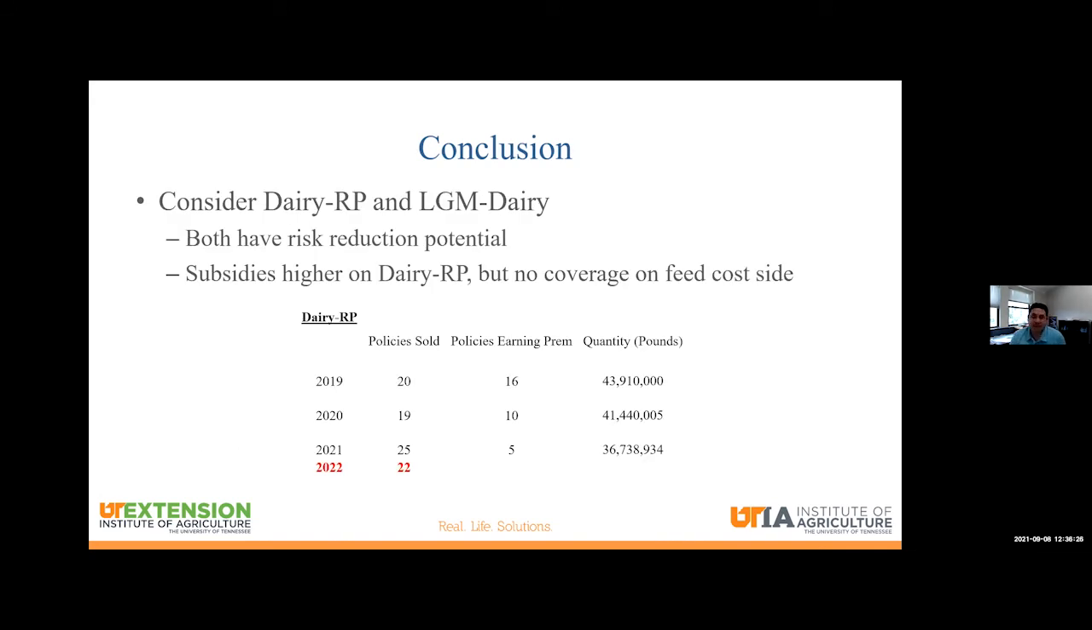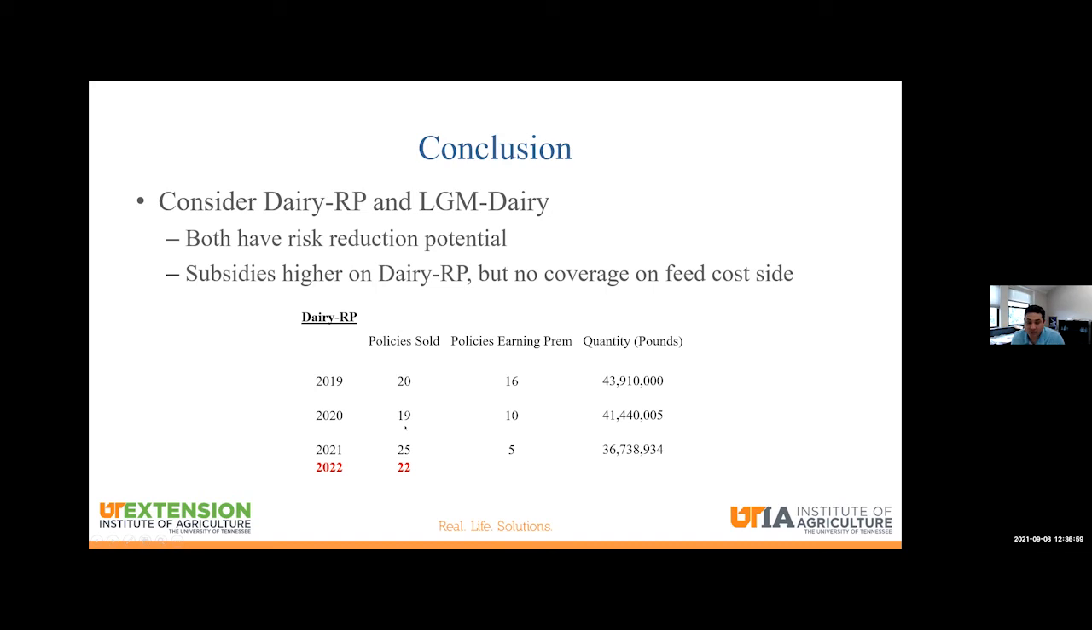I think if you're not using Dairy RP or LGM, I would consider that. They both have risk reduction potential. And I went and pulled the numbers for Dairy RP policies that have been sold, again with kind of a trend that coincides with DMC. In 2019, there were 20 policies sold. 16 of those policies earned a premium. And this is how many pounds were insured through those policies.